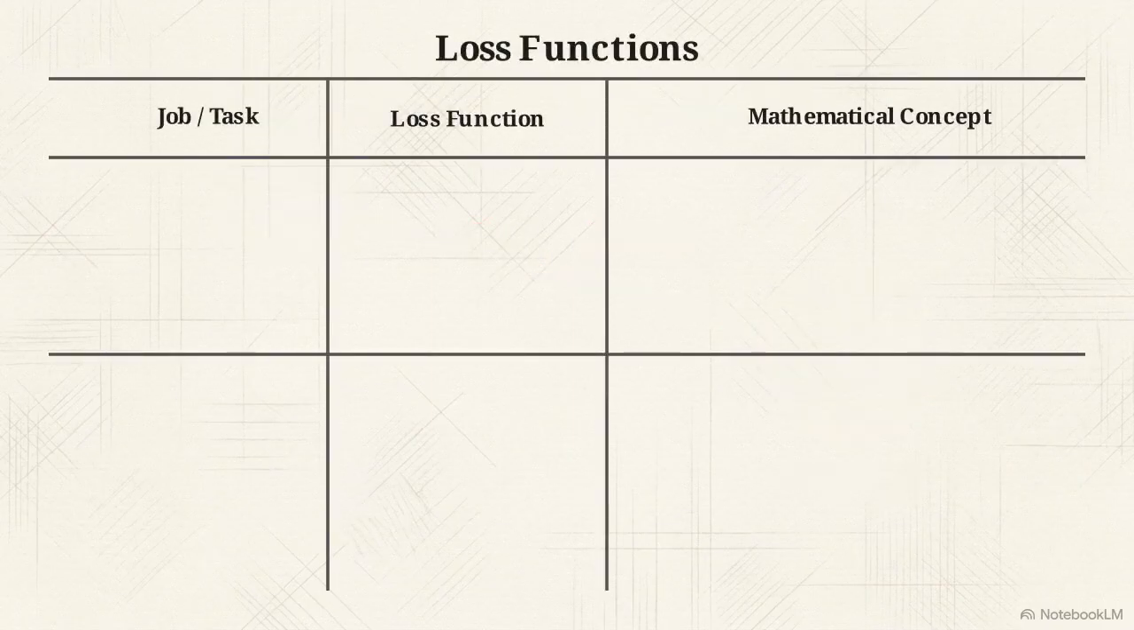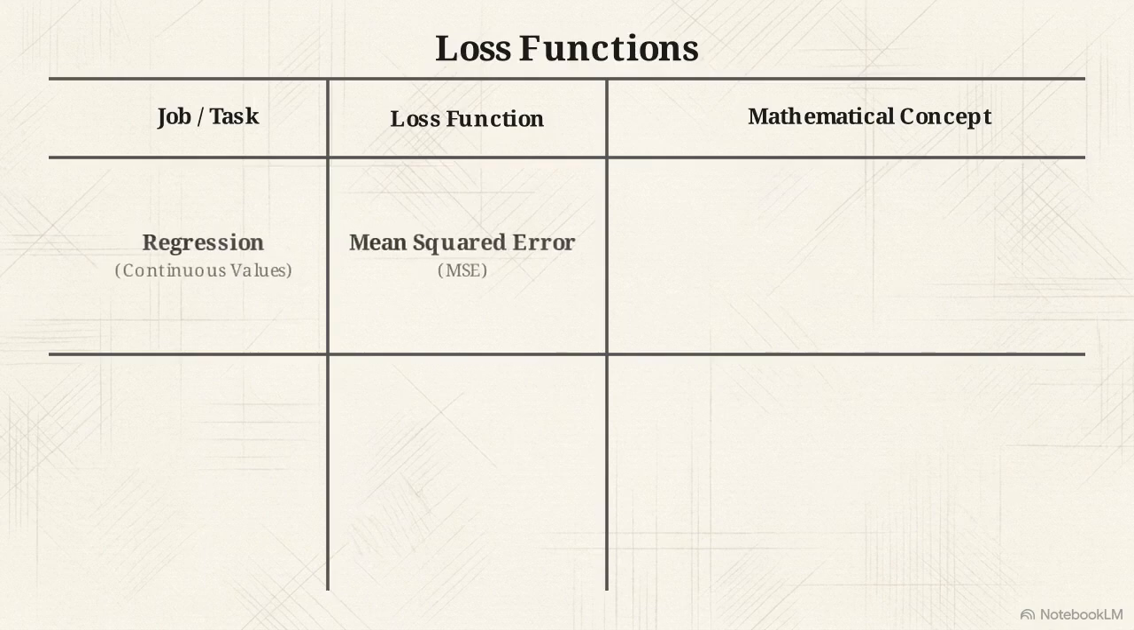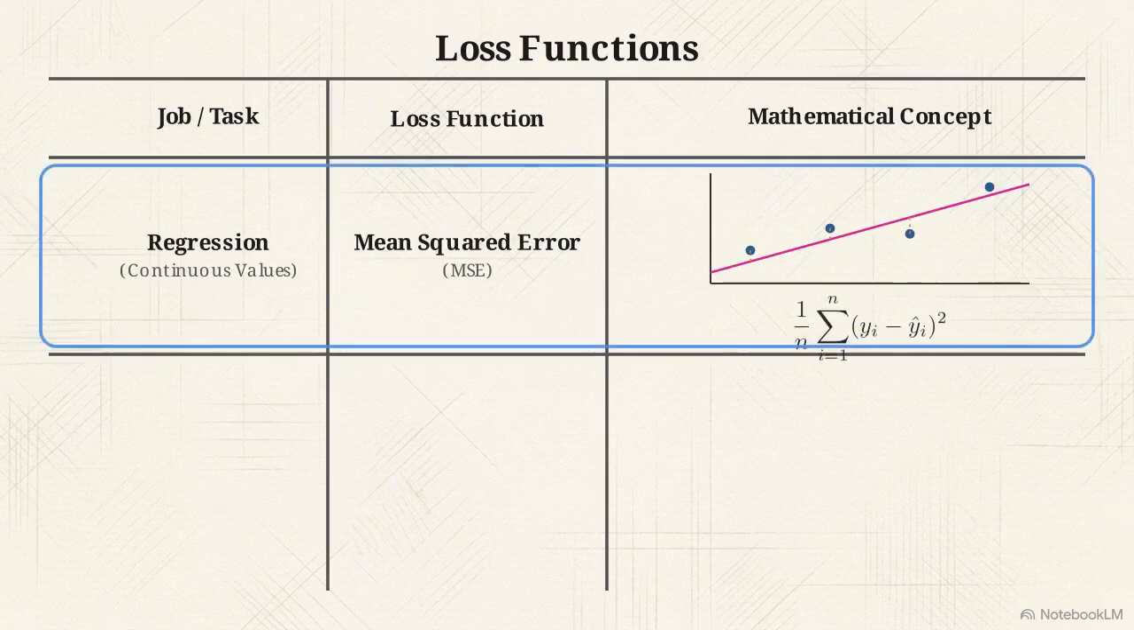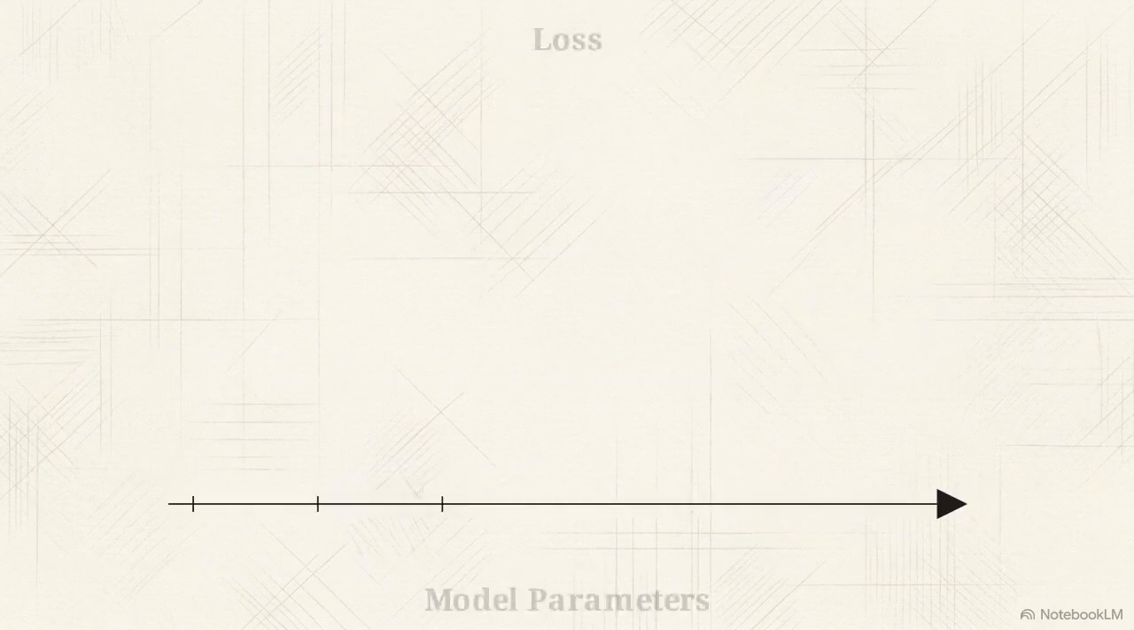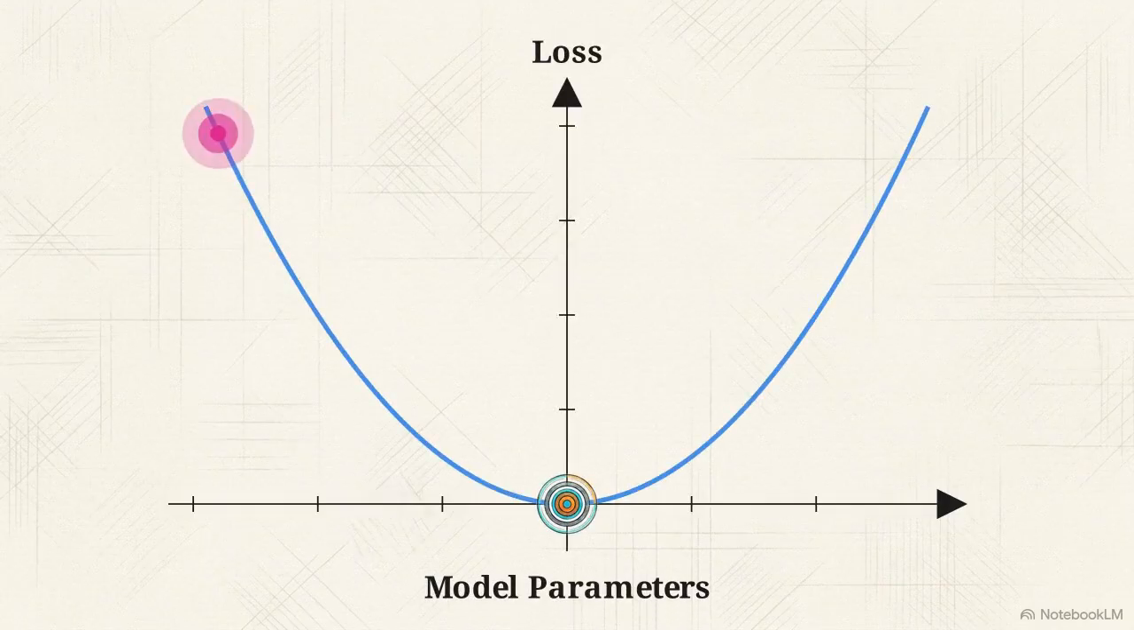The tool depends on the job. Predicting a continuous number, like a house price, uses mean squared error at the top. Sorting images into categories uses cross-entropy. No matter the equation, the ultimate mathematical objective is identical: drive the result of that loss function down to a minimum. To get that number down, we use optimizers.